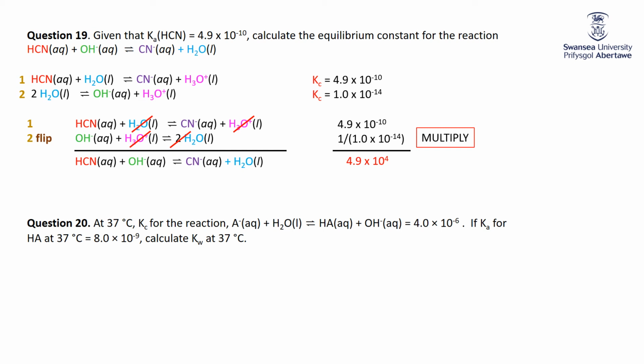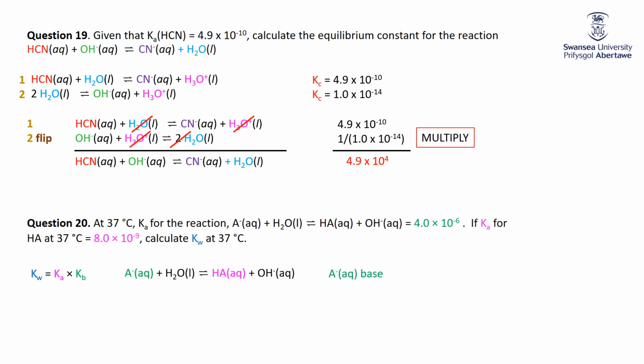At 37 degrees, Kc for this reaction is 4 times 10 to the minus 6. If Ka for HA at 37 is 8 times 10 to the minus 9, calculate Kw. Well, this one is again kind of a fun one. Kw is Ka times Kb. Okay, well, here's our equation.